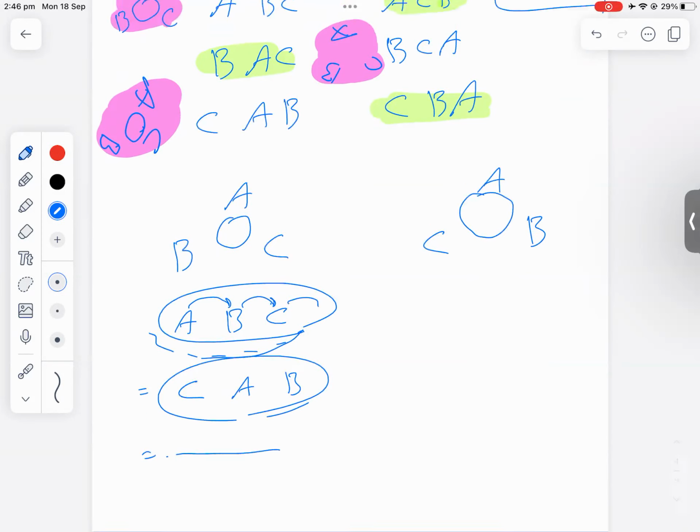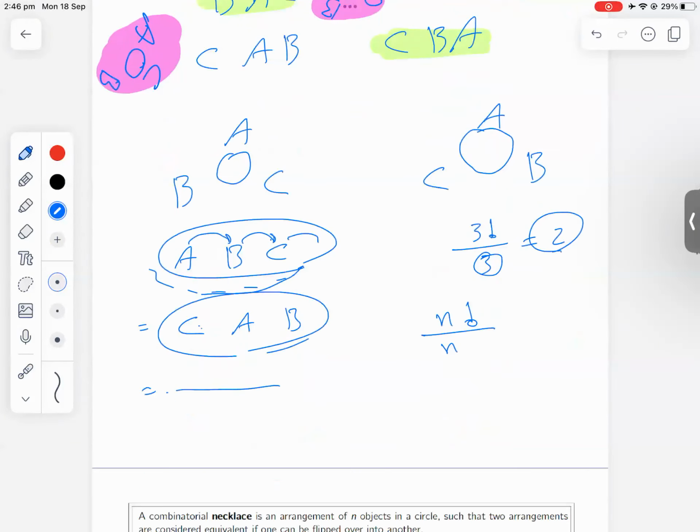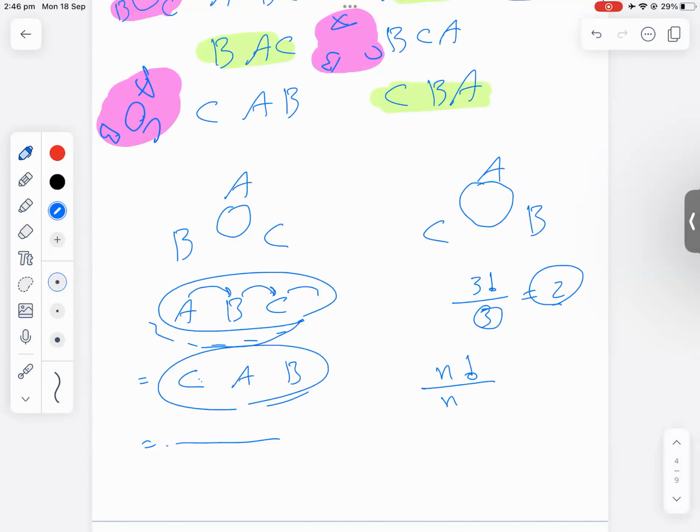So as a result, you've got the 3 factorial, but you need to divide it by the 3 ways that they can change their places. So the general formula for this one is n factorial divided by n. You can think in this way, or you can say that it is n minus 1 factorial. So actually this guy is here.